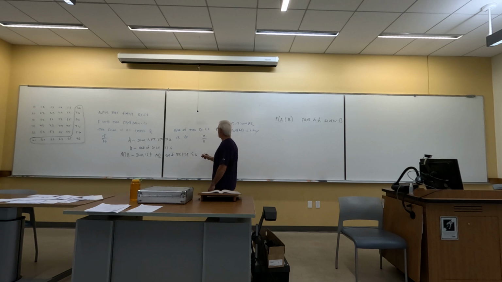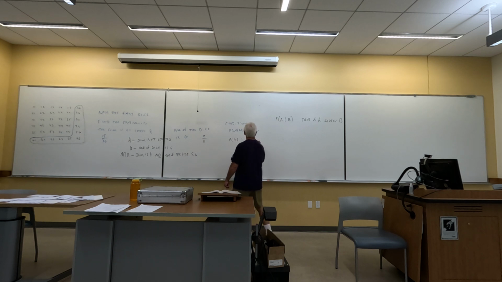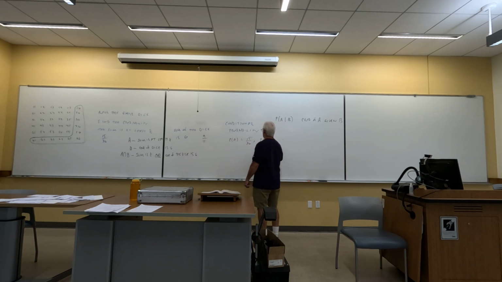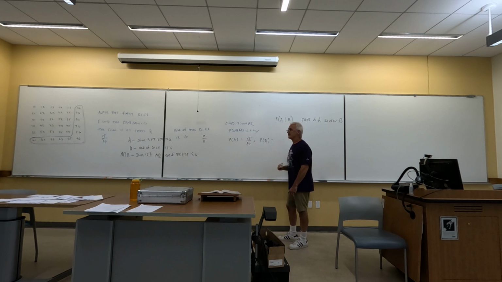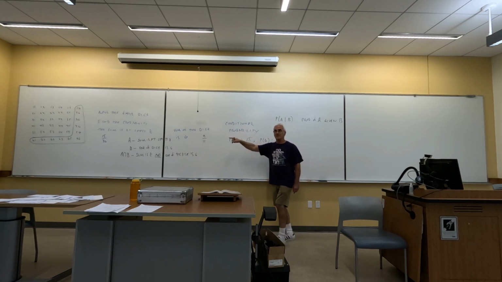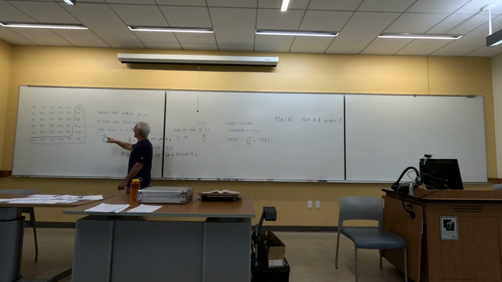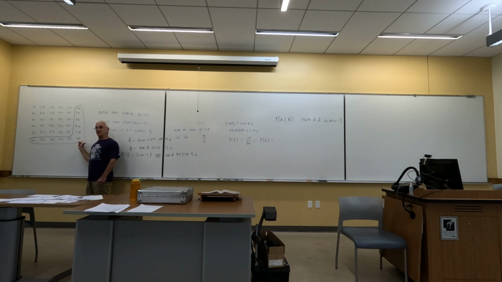So what is the probability? Let's do each of these probabilities. What is the probability of A again? We said that's 15 over 36. What is the probability of B? What is the probability that one of my dice is a 6? How many rolls have a 6 in them? 11. So that would be 11 over 36.